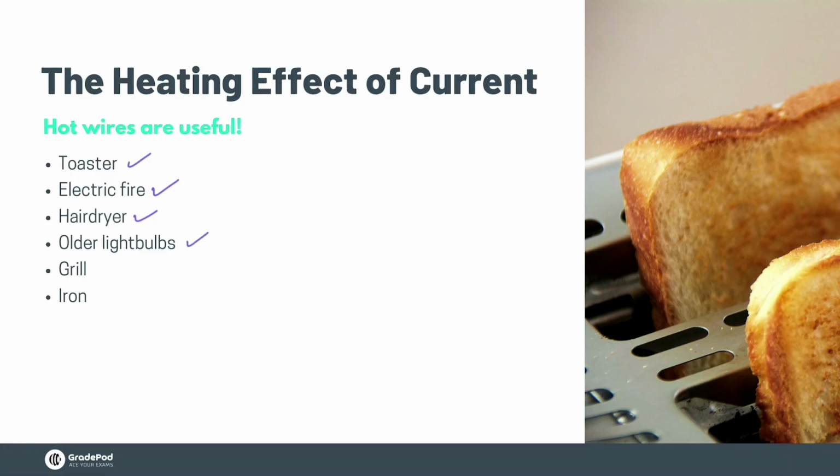Older light bulbs. Here we go. A current goes through a high resistance wire. The high resistance wire heats up and lights up. A grill. A current goes through a high resistance wire and it heats up. And finally, the iron. A current goes through a high resistance wire and the iron heats up and allows you to have a nice ironed shirt.